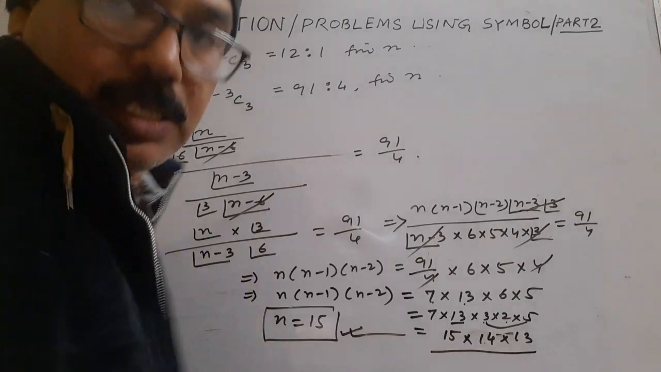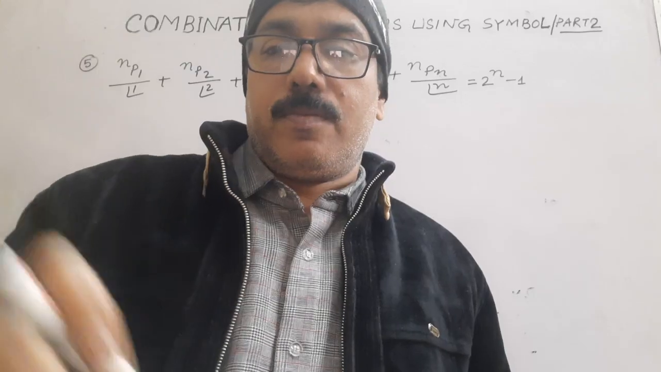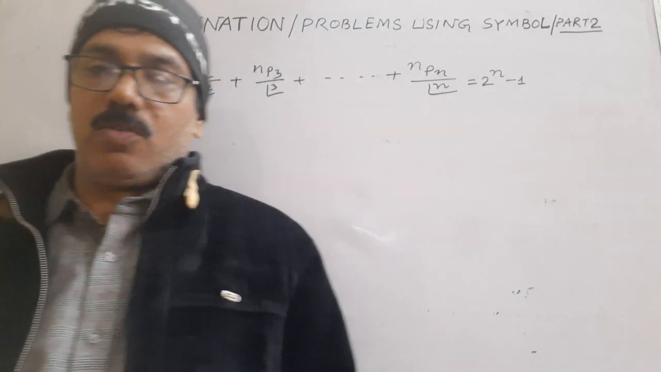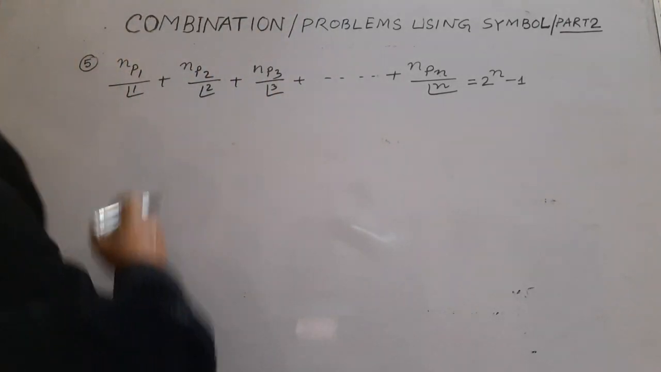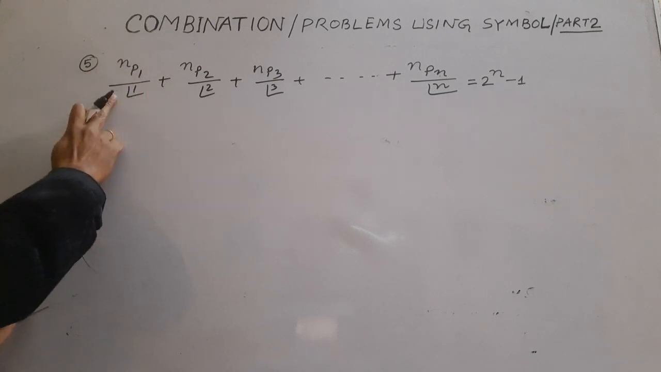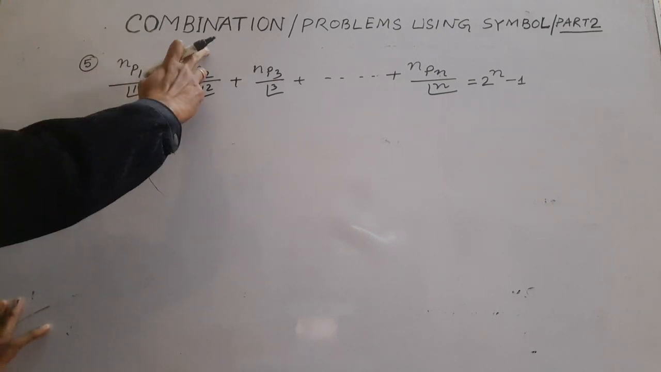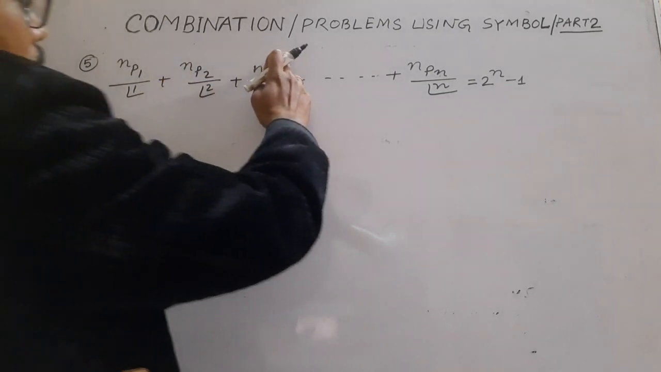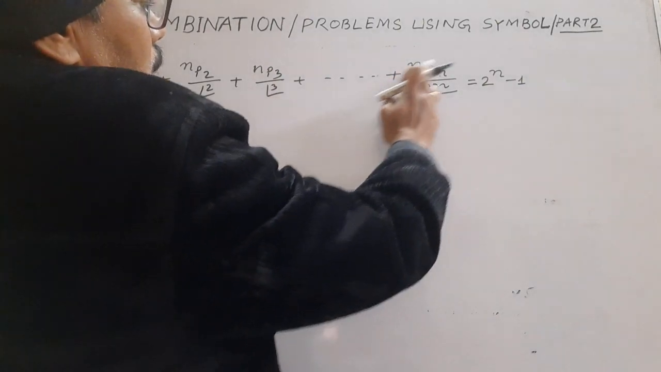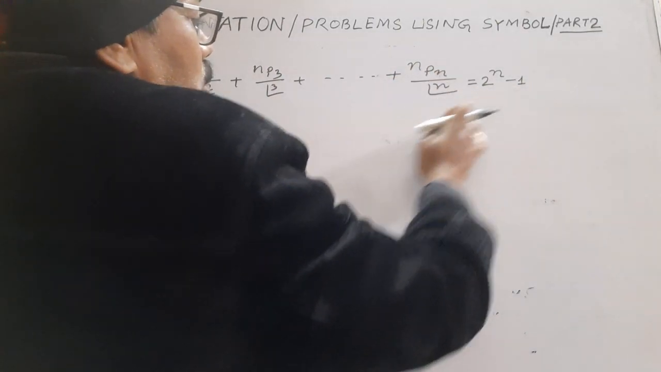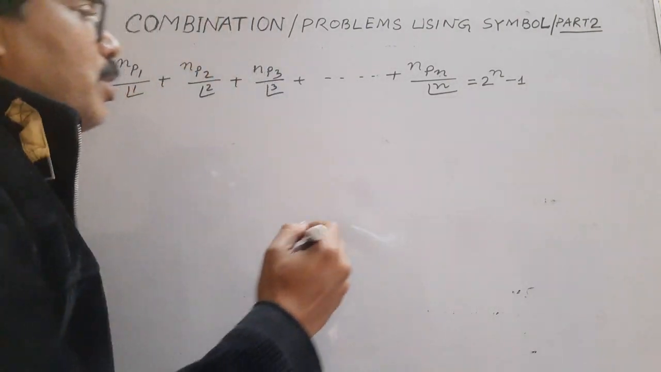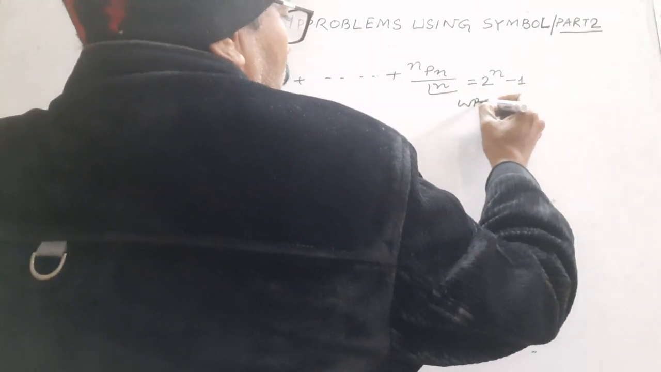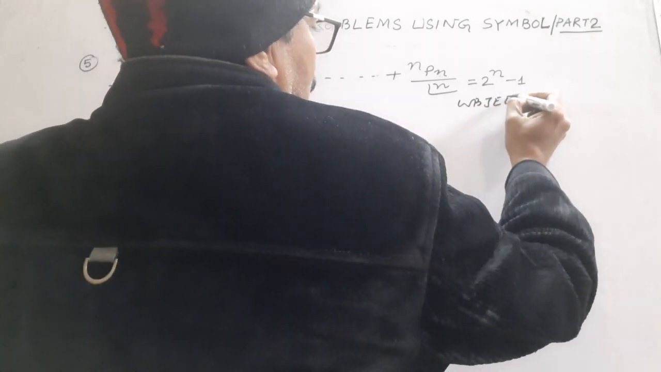Next, now consider one more simple problem. nP1 by factorial 1, plus nP2 by factorial 2, plus nP3 by factorial 3, up to nPn by factorial n, equals 2 to the power n minus 1. So this is a very simple problem.